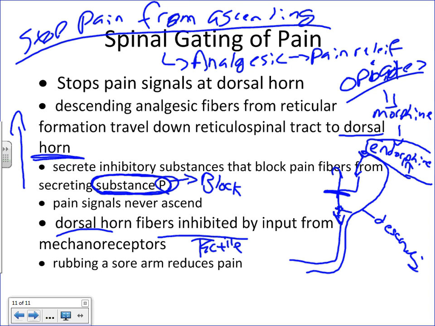So that's essentially pain in a nutshell. Hopefully this lecture made sense to you guys, and how somatosensory information gets from a sensory receptor up to the brain, and then a little interesting talk about pain.